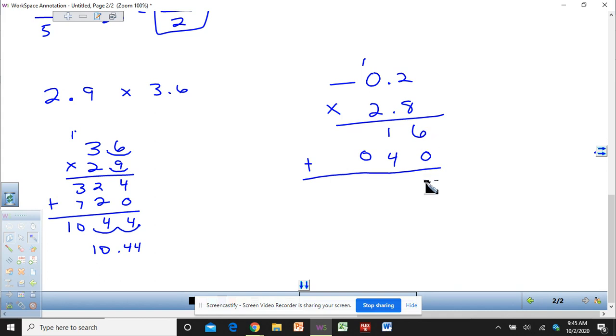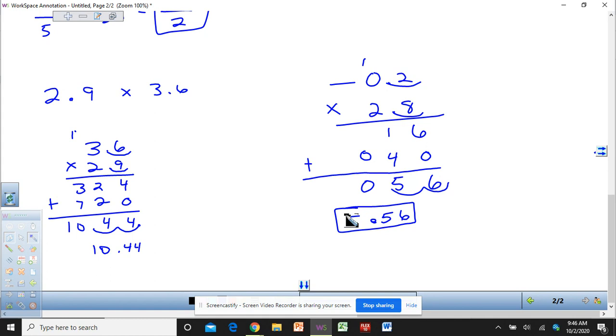Now we're going to add these up. 6, 5, 0. And we're going to count our decimal points. So 1 here, 1 here. So that means we're going to move it 2 spots. 0.56. Now we got to deal with this negative. Negative times a positive automatically gives me a negative. So negative 0.56. And that's your answer.